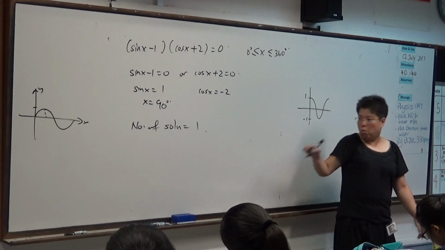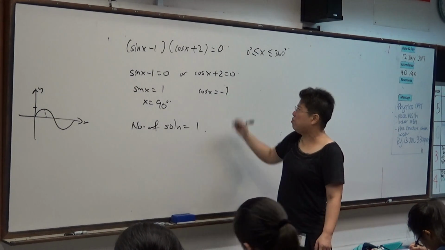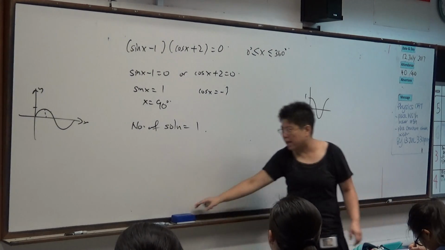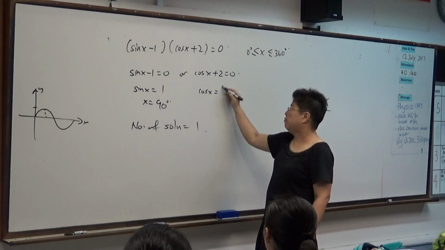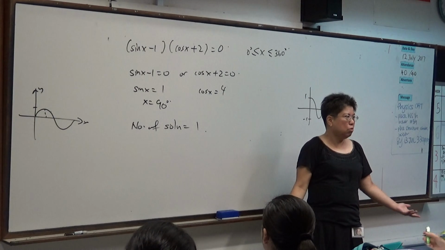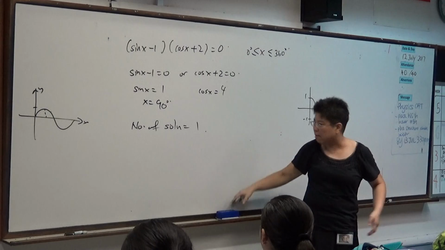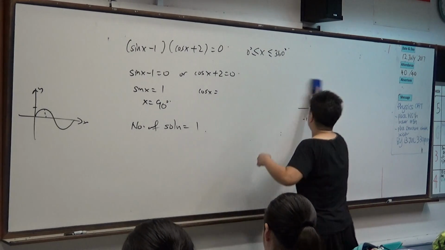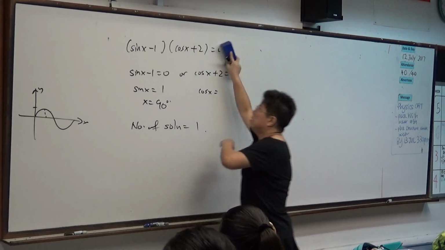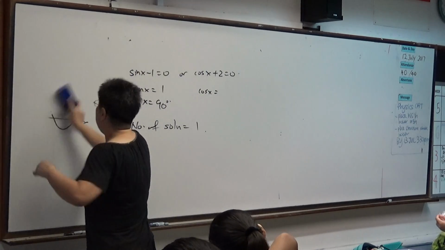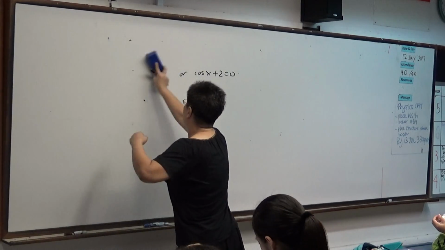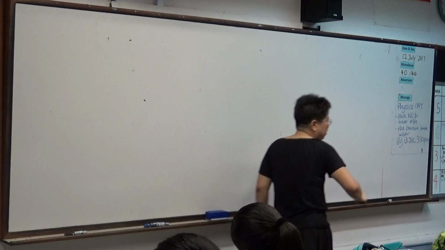Now, what if this is negative 3? Also no answer. What if this is 4? Also no answer, because it's bounded by 1 and negative 1. So that will be your example 12. Don't worry, you will get used to this. I'm going very slowly because I think you have problems.